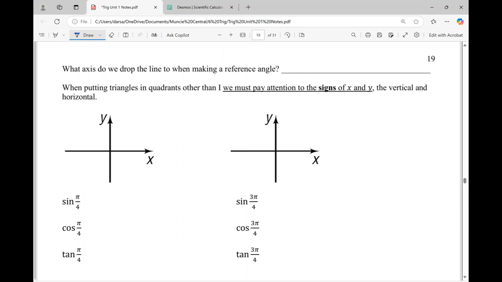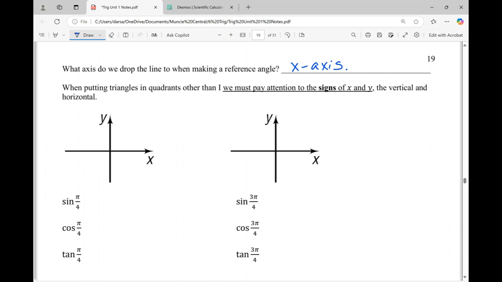All right. How do we find the reference angle? What do we connect the terminal side to? Which axis? The x-axis. We really got to remember this, y'all. You cannot connect that to the y-axis to find your reference angles. You must connect to the x-axis.